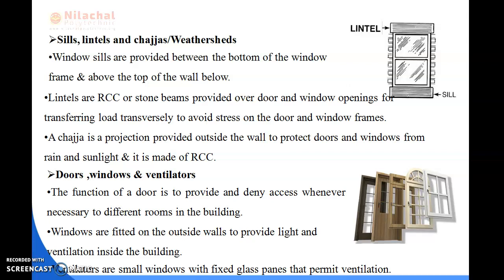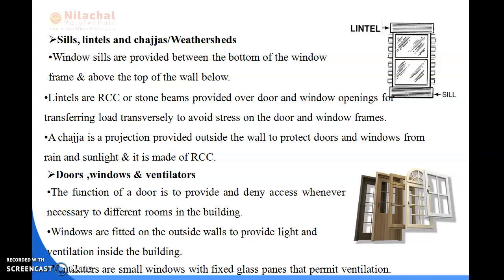And what do you mean by chajja? Chajja is a protection provided outside the wall to protect the doors and windows from rain and sunlight. And it is also made up of RCC. As I have already told, window sills are mainly provided at the bottom of the window frame. You can also see in your houses that window sills have been provided. And next one is lintel, which is provided over both door and window openings.